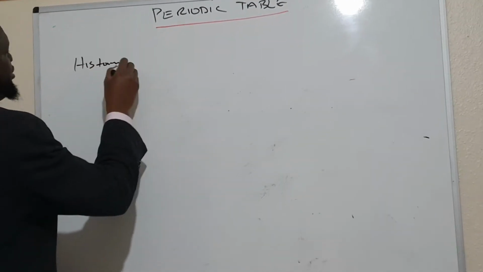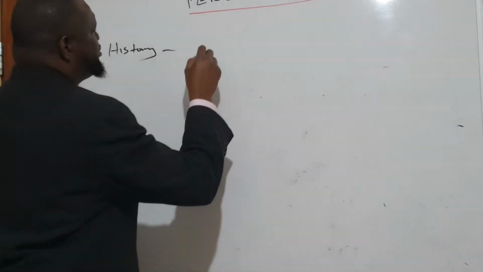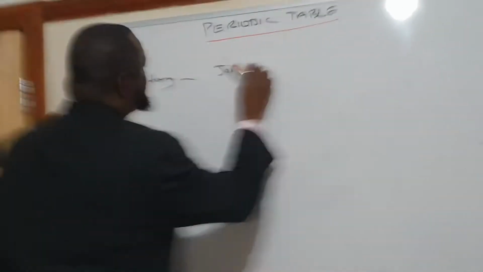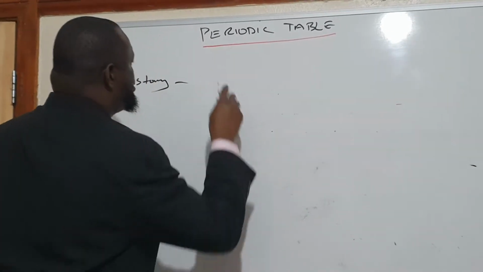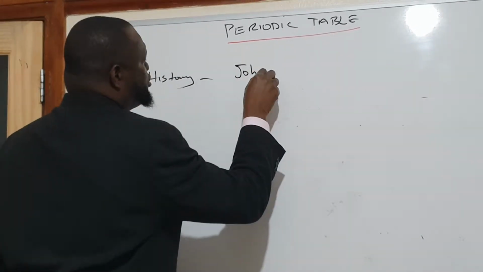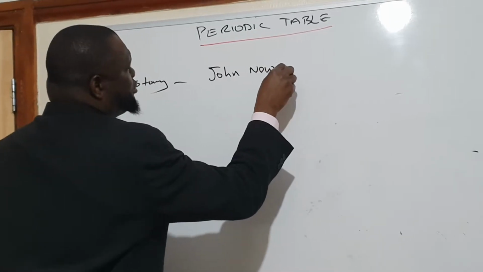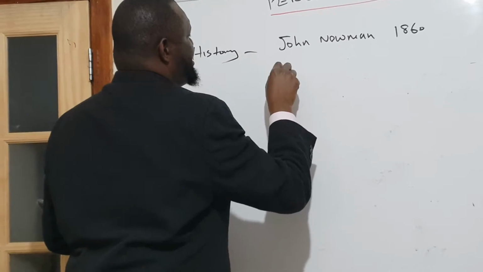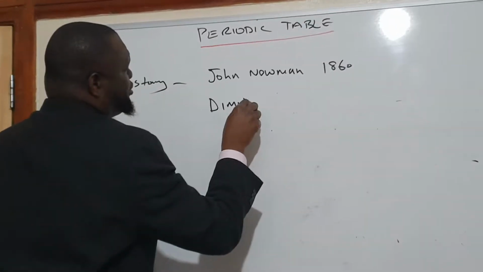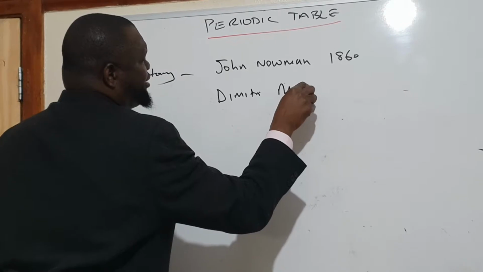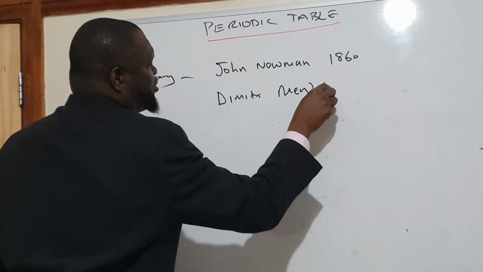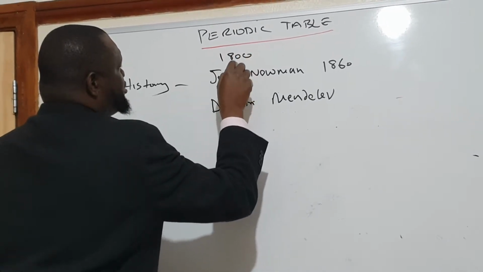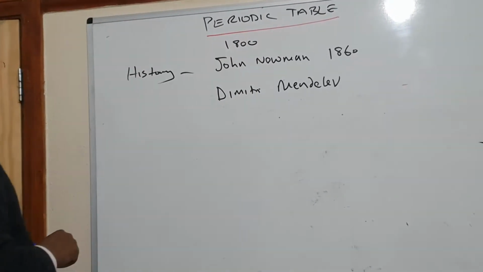The history, okay? Two names: John Newlands, 1860, and Dmitri Mendeleev. My teacher said Mendeleev; you can say Mendeleev. And before all of them.